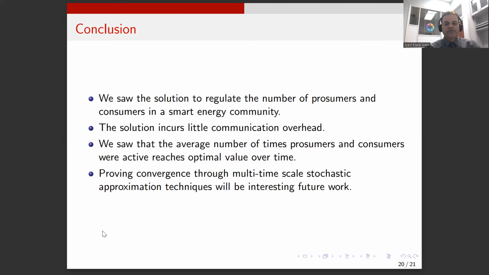One of the future works, and it will be very interesting, could be to prove the convergence of the average allocations, and they can be proved using multi-time scale stochastic approximation techniques. Interested readers can refer to the book of Borkar, and they can find it in the references.